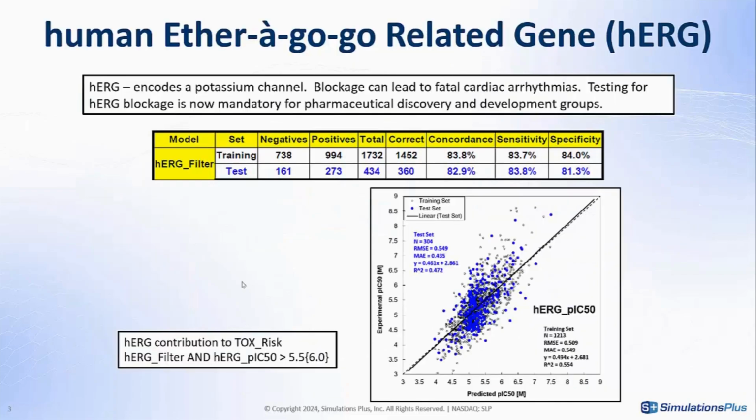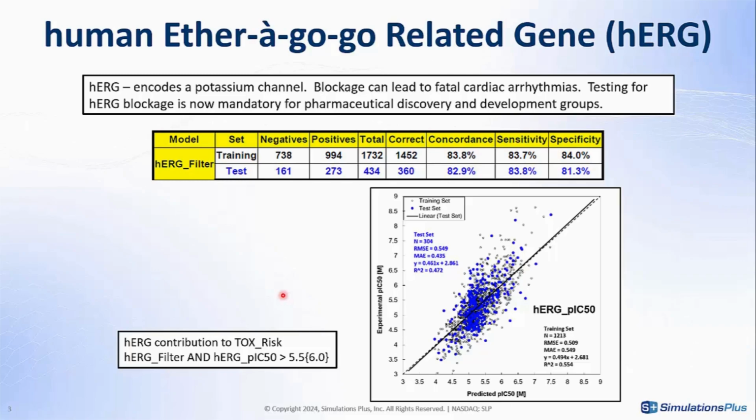This slide discusses our two hERG models. hERG stands for human ether-a-go-go related gene, and it encodes a potassium channel. If this channel is blocked, it can lead to fatal cardiac arrhythmias. So testing for hERG blockage is now mandatory for pharmaceutical discovery and development groups. The first model is a classification model. All of the data is from patch clamp assay, and the cutoff is 10 micromolar.